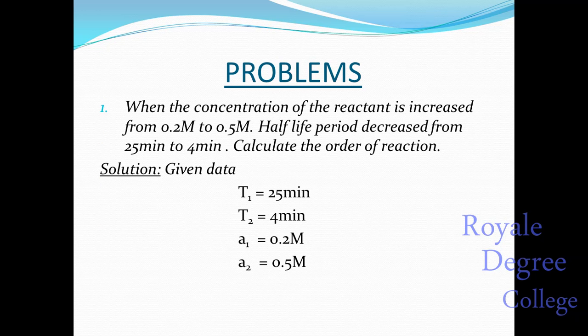Now we will see the problems. First problem: when the concentration of the reactant is increased from 0.2 M to 0.5 M, the half-life period decreased from 25 minutes to 4 minutes. Calculate the order of reaction. So the given data: T1, the first half-life period, is 25 minutes. From 25 minutes it decreases to 4 minutes, that is, the second half-life period T2 is 4 minutes. Then the initial concentration of one of the reactants is 0.2 M, and for the second, the initial concentration is 0.5 M.